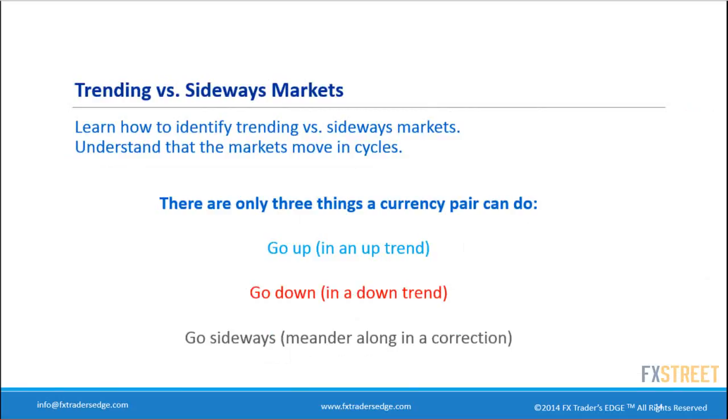But let's just talk a little bit about trending versus sideways markets. And these are the market cycles. There are really only 3 things a currency pair can do: go up, go down, and go sideways. And for those of you just starting out, or even those of you who have been trading for a while, have you noticed that at some point in your trading career, out of 10 trades, you might have 8 losing trades because you thought the market was going to go up and it went down, or vice versa.